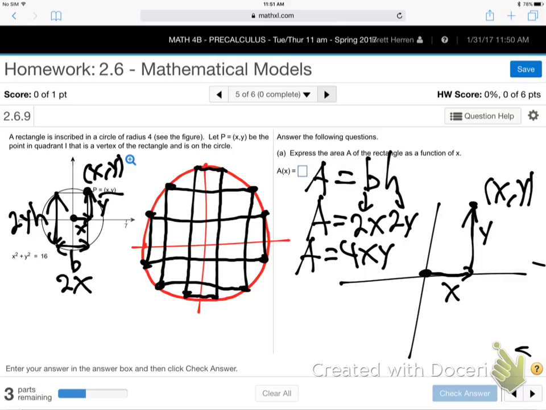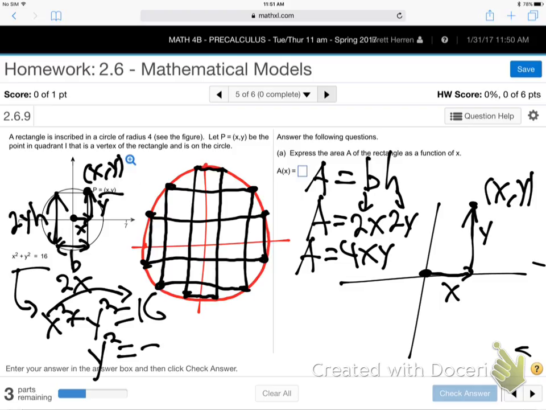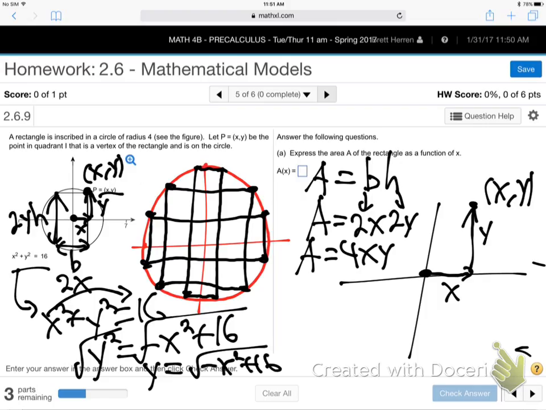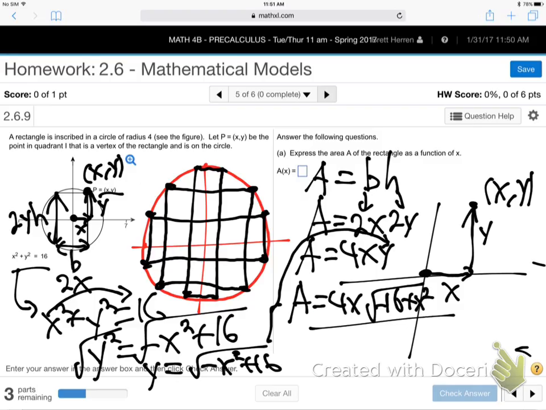Right here: x squared plus y squared is 16. So you've got to solve that for y and plug it in. Does that make sense? Take x squared plus y squared is 16. Solve for y. Move the x squared over: y squared is negative x squared plus 16. Or you can put 16 in the front, whatever. Square root it. So y is the square root of negative x squared plus 16. Plug that in right there. So area is 4x times the square root of 16 minus x squared. There it is.